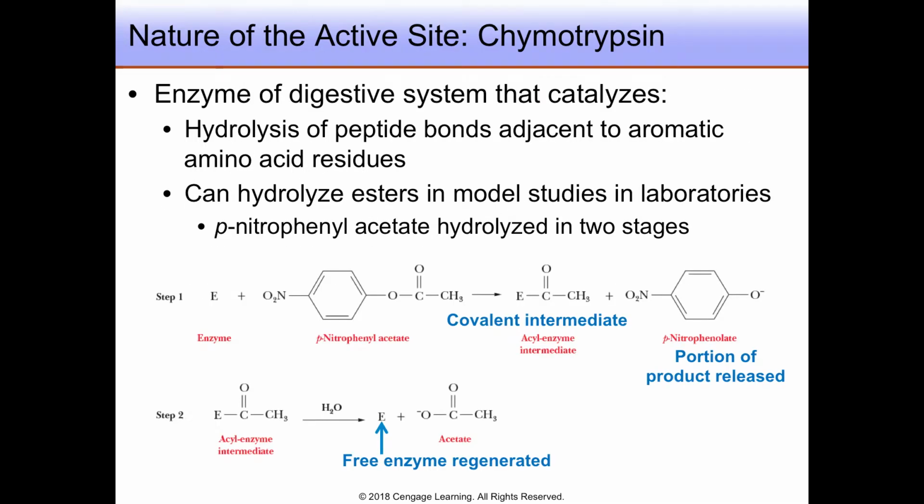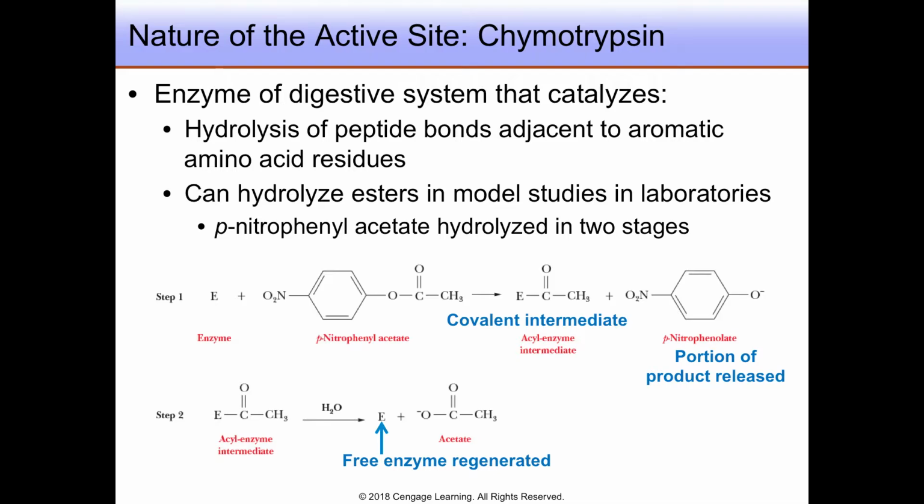Let's return to a familiar friend, chymotrypsin. We know what it does in terms of the hydrolysis of peptide bonds. We now want to consider how it accomplishes this. We've already seen that it can use the artificial substrate paranitrophenyl acetate to produce paranitrophenolate and acetate.